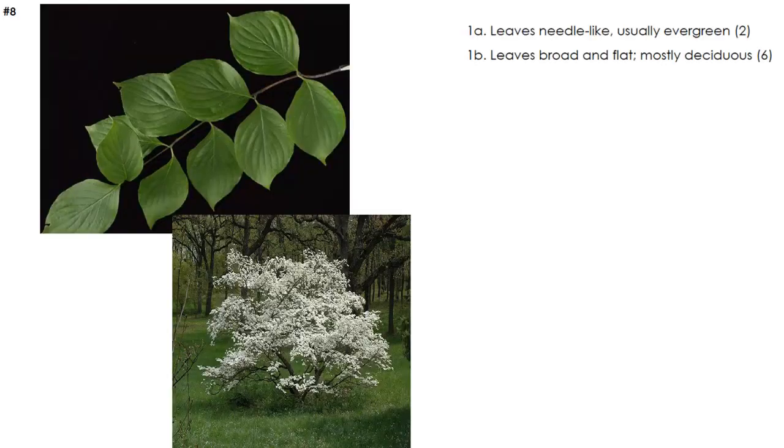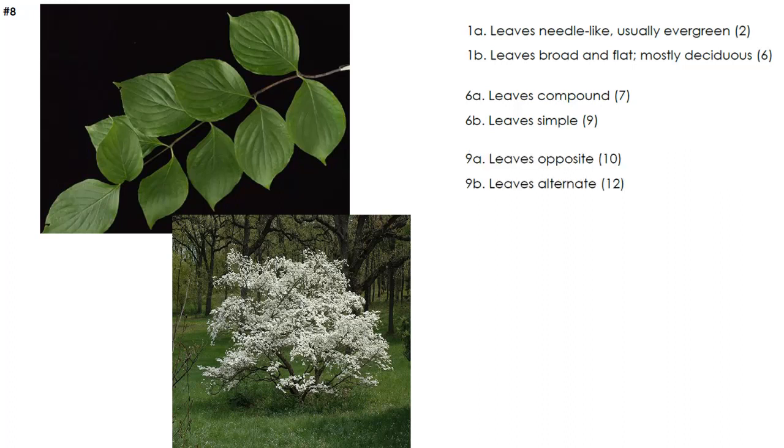The next tree I want us to look at is tree number 8. Again, leaves needle-like, usually evergreen, go to 2. Leaves broad and flat, mostly deciduous. These are broad and flat, mostly deciduous, so we're going to 6. Leaves compound or leaves simple. These leaves very much look like they're simple, so we're going to 9. Leaves opposite or leaves alternate.